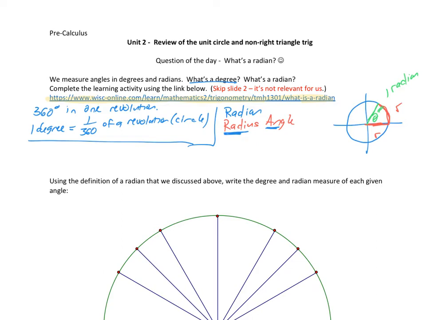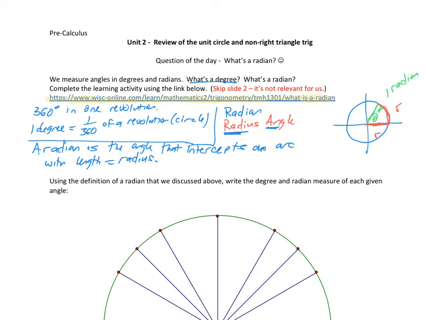Okay, so I'll write that out for you. So a radian is the angle that intercepts, that means so that the arc length that's cut off by the angle, an arc with a length equal to the radius. That's the definition of a radian. You can also think of it as a radius angle.